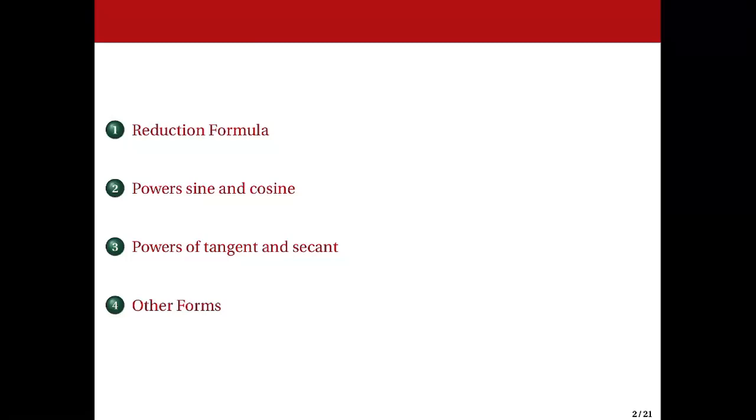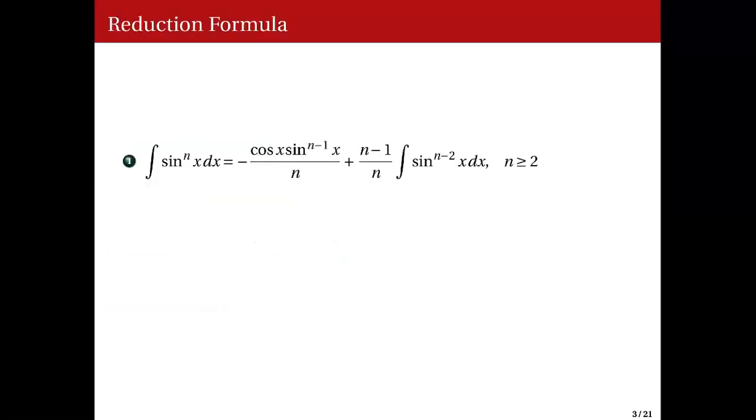And then for other forms, you will see that we will involve sine and cosine again. And for that, instead of powers of sine or cosine, you will have different arguments for the sine and cosine. For example, you can have sine 3 theta times cosine 4 theta. So that is the plan for today's discussion. Let us start with the reduction formula.